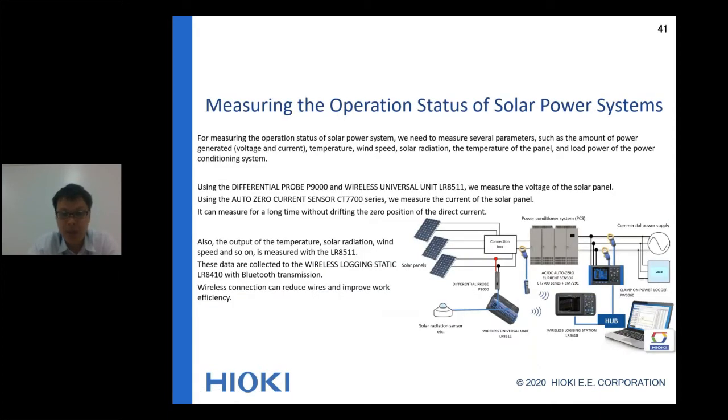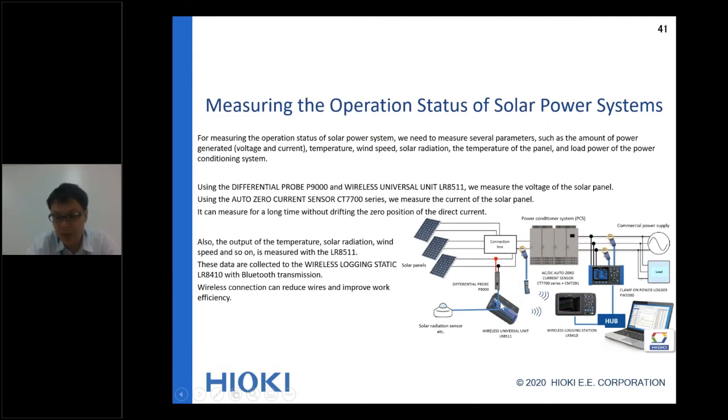Okay, so next is measuring the operation status of a solar power system. This is the solar panels and the connection box, this is a PCS, and this is the secondary side of the PCS. In this case, you can gather almost all of the parameters, like the solar radiation sensor output. You can output to our wireless universal unit. Unfortunately, we don't have this sensor, but you can find many third-party manufacturers.